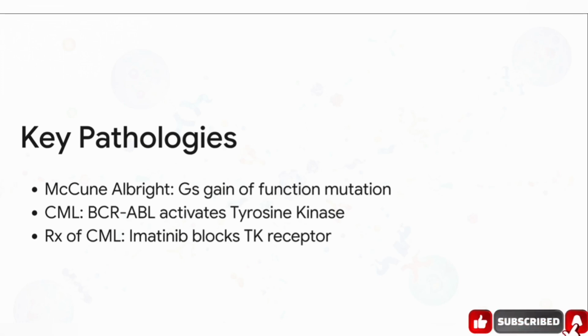Next, remember tyrosine kinase, which we said regulates cell growth? Well, in chronic myeloid leukemia, or CML, a BCR-ABL translocation activates tyrosine kinase pathologically. It literally just stays on, causing uncontrolled cell growth. The magic bullet treatment here? Imatinib mesylate, a fantastic drug that specifically blocks that tyrosine kinase receptor.